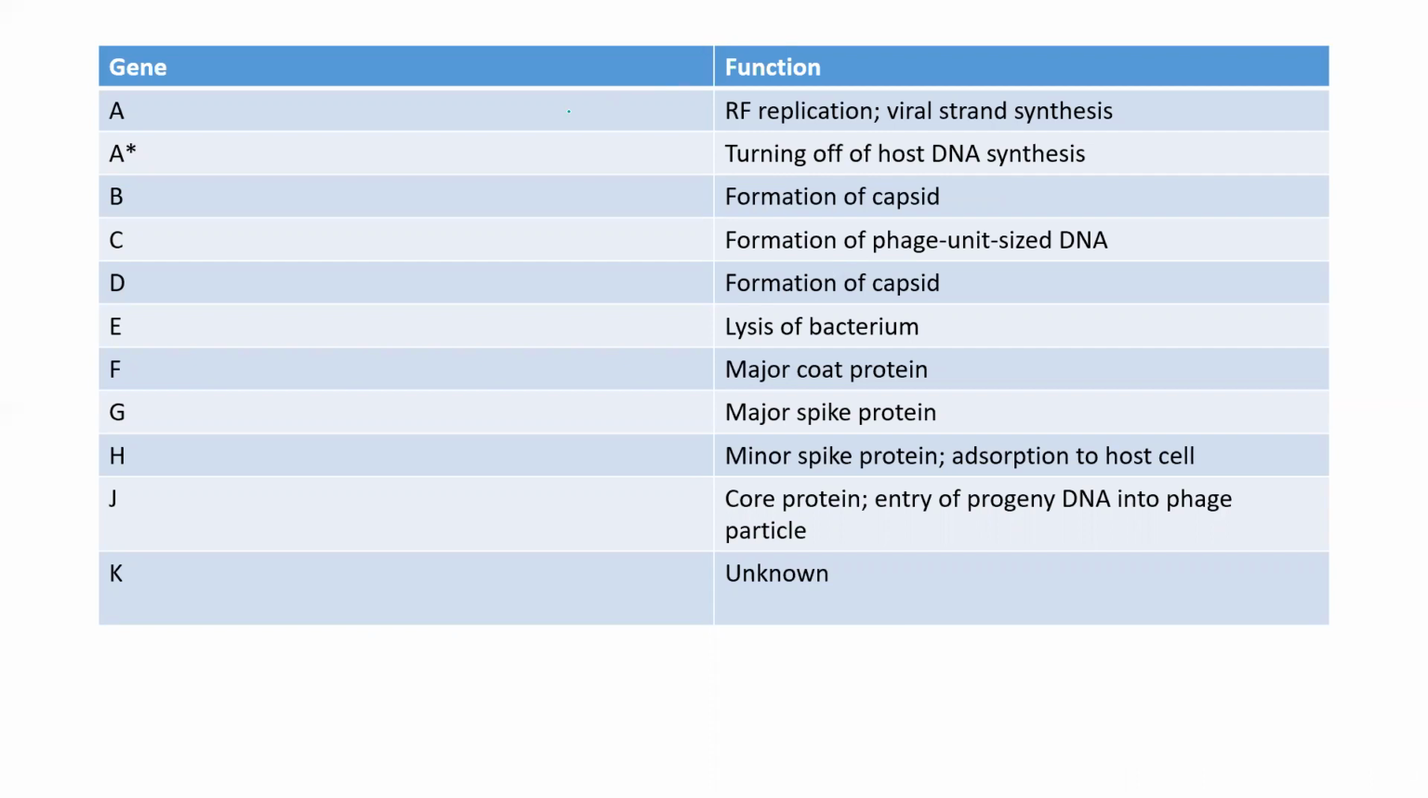The gene A codes for the A protein, which is involved in replication and viral strand synthesis, which we'll see later. A star is involved in turning off of host DNA synthesis. B protein and D protein are involved in the capsid formation. C is involved in the formation of phage unit-sized DNA. E is involved in lysis of the host. F is the major coat protein. G and H are major and minor spike proteins respectively. H is also involved in the adsorption to the host cell, which we'll see. J is a core protein and the function of K is unknown.